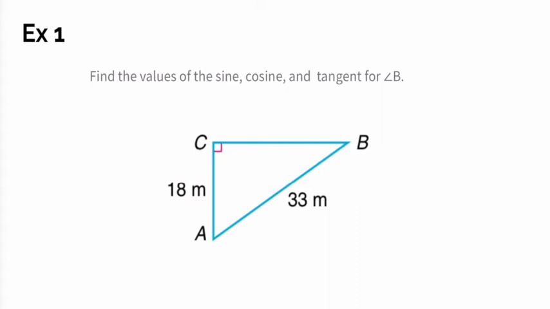All right, so find the values of sine, cosine, and tangent for angle B. Here, the sine of angle B is going to be the opposite over the hypotenuse. Go ahead and write SOHCAHTOA up there so we remember. It's going to be the opposite over the hypotenuse. The opposite side is 18, and the hypotenuse is 33, and that's going to reduce to 6 over 11.